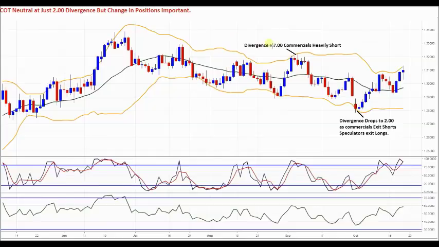In terms of the COT back here into the 132 level, it went to +7, which is quite high in this pair, with the commercials heavily short, specs long, drops in favour of the commercials, bit of a rally to the 20, rejected, accelerated move down. Here the divergence drops to 2, I think it was 2.2, but around 2. Commercials exit shorts, speculators exit longs, and that for us was an indication that the selling could be over.